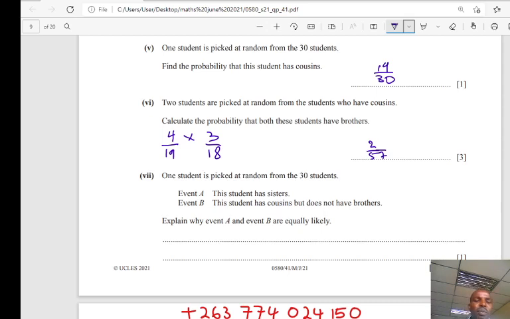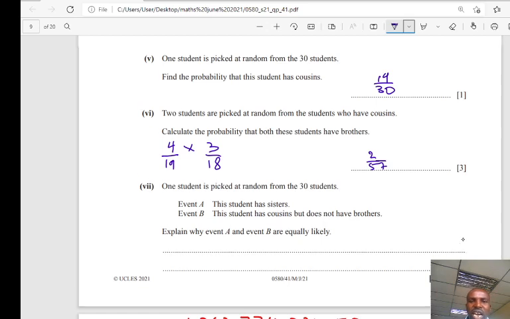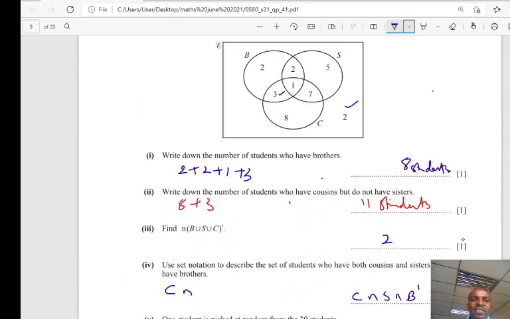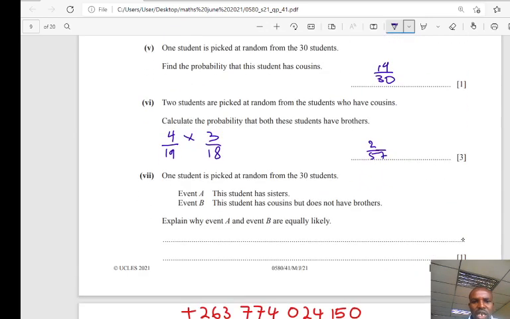So let's calculate the probabilities here. Event A, the student has sisters, right? Coming up here, how many students have sisters? It's 5 plus 2 plus 1 plus 7. What do you get here? 15. So it will be 15 over 30. That's the probability of having sisters.